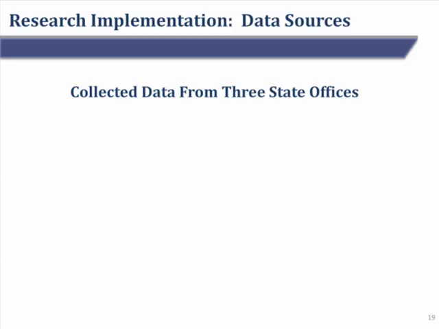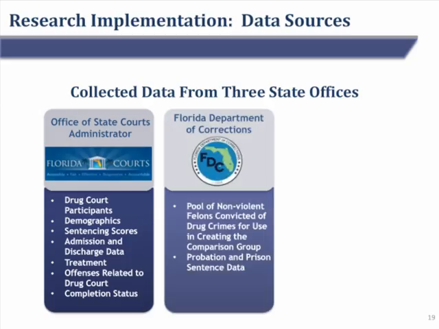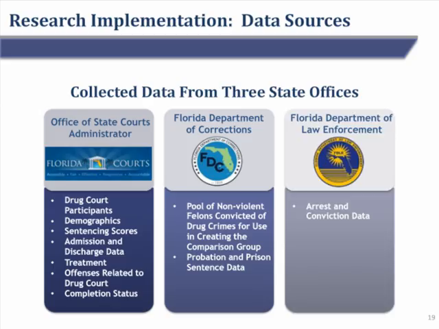Now I would like to discuss how we implemented this study. We collected data from 3 state offices. The Office of State Courts Administrator provided us data on who participated in drug courts and some of their characteristics. The Florida Department of Corrections provided us with a pool to use for creating our comparison group and prison and probation data for both groups. And the Florida Department of Law Enforcement provided us with arrest and conviction data.